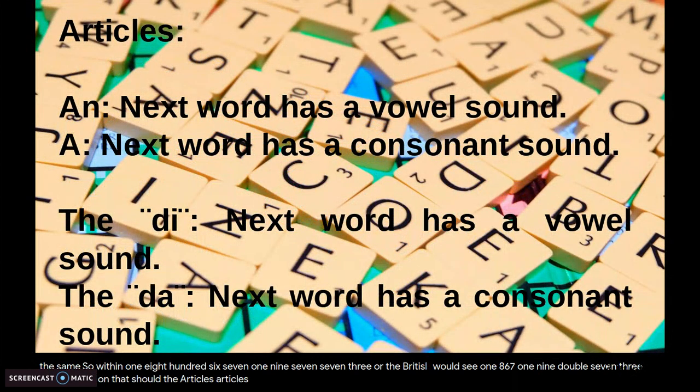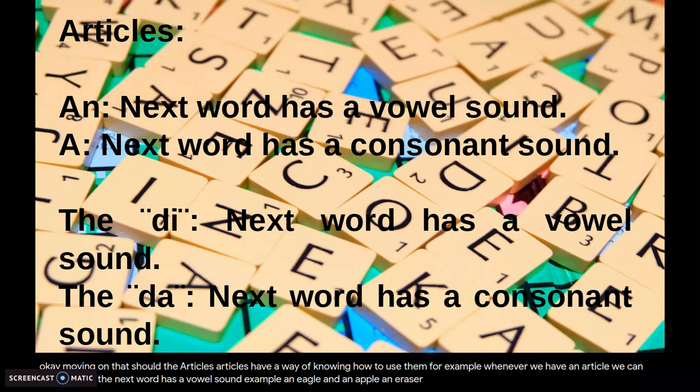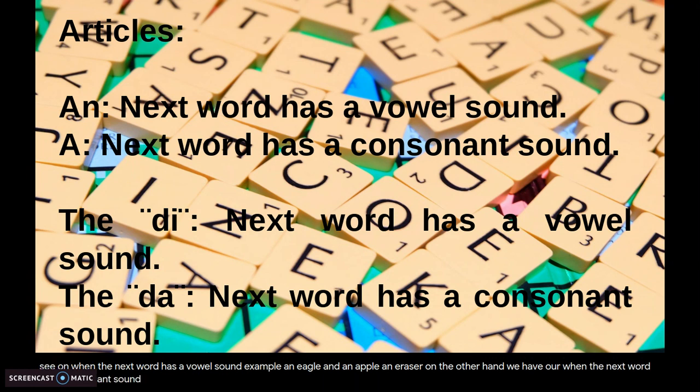Articles have a way of knowing how to use them. For example, whenever we have an article, we can say an when the next word has a vowel sound. For example, an eagle, an apple, an eraser. On the other hand, we have a when the next word has a consonant sound. A doctor, speaking of professions, a desk, a chair. Now, this article a is used for generalities.